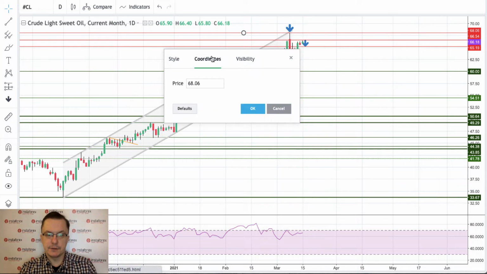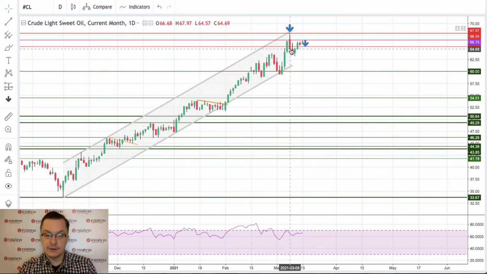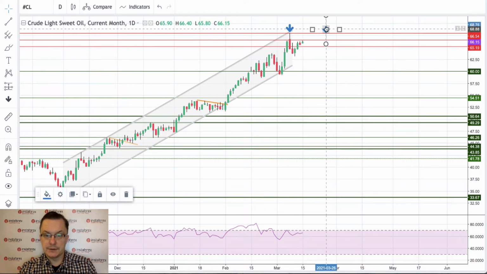67.97. Let me just put it on the chart. 67.97. There you go. This is our top. As you can see, very interesting candles were made on this top. So please keep an eye on this level.